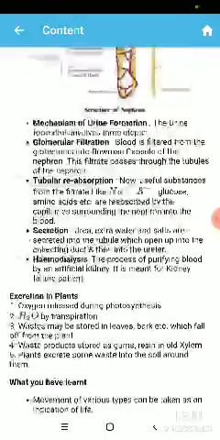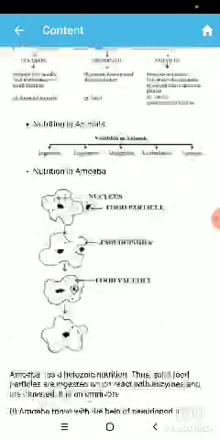This is the whole chapter, the life processes. Hope you learned it well.